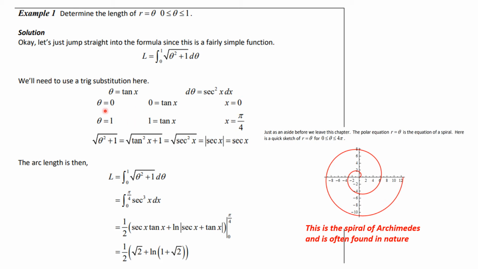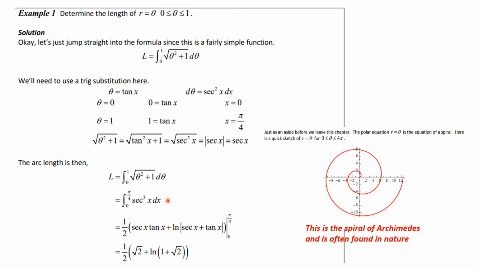And what happens is that when theta is 0, x is 0, and when theta is 1, x is pi over 4. And this square root is going to be tan squared plus 1, which we know is the square root of secant squared x, which is the absolute value of secant, but between 0 and pi over 4, that is positive, so that is just secant. So then this is going to be the integral, and again, I'm integrating dx here, so the limits had better be x's. This is 0, pi over 4. And again, for probably the dozenth time in this course, we get secant cubed of x dx.